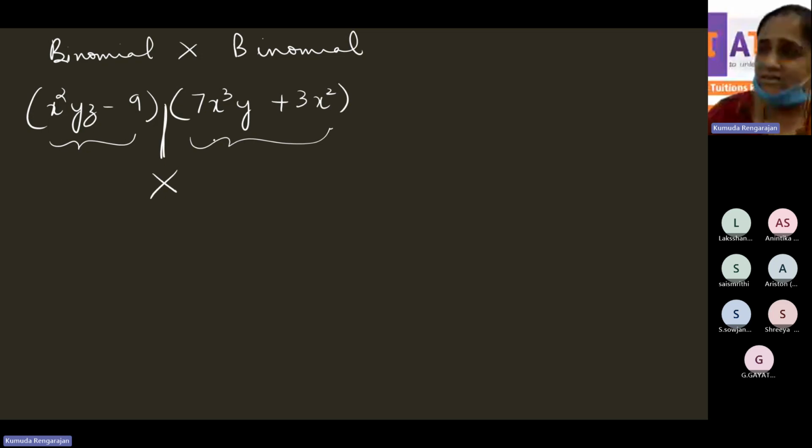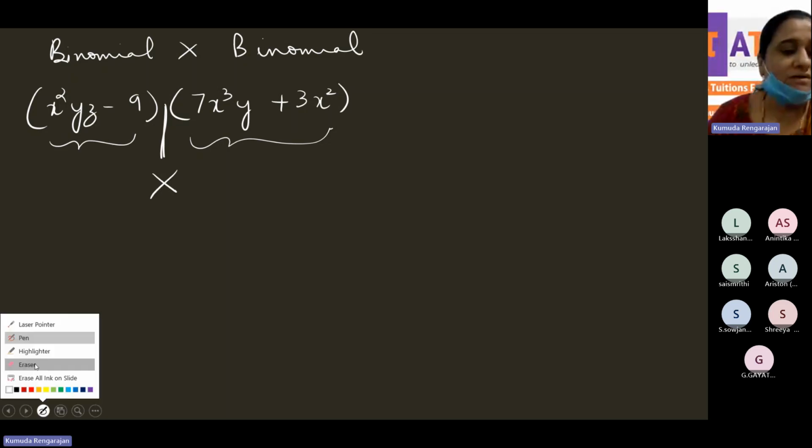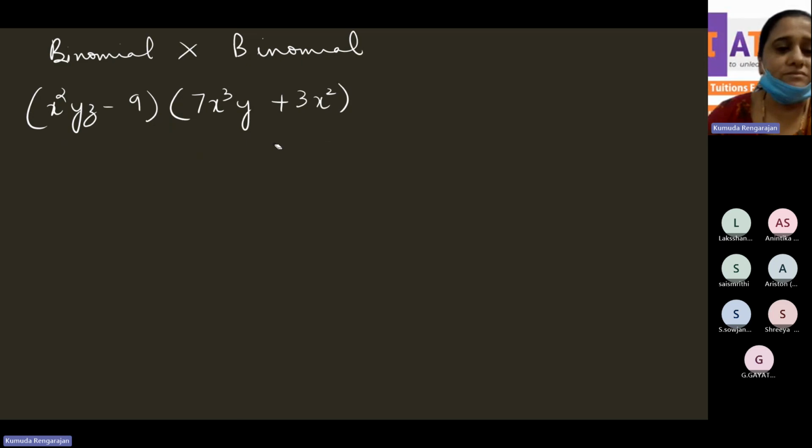So which means even if the heading is not given, it's understood that you'll have to find the product of these 2 binomials. You don't require the question or the heading here. If this expression is given, you cannot do anything else but find their product. If simply this is given, you don't have to ask your teacher, what should I do with this?